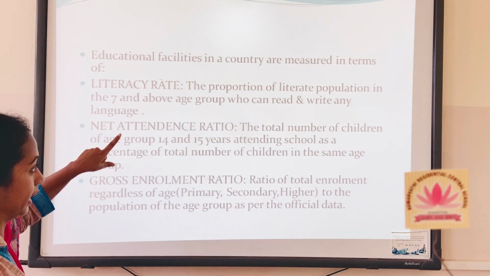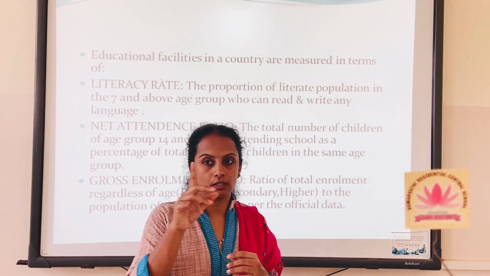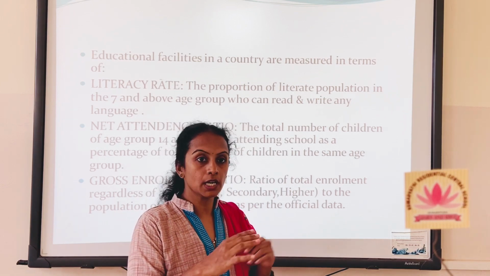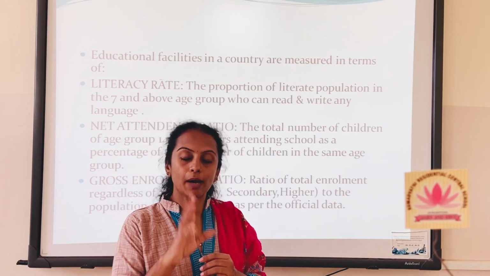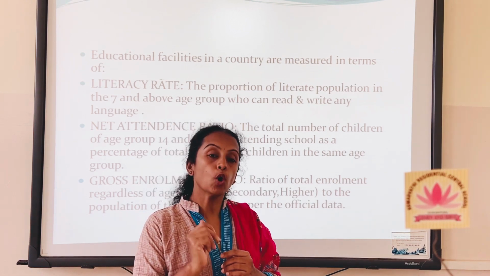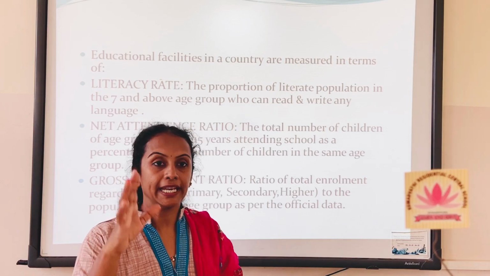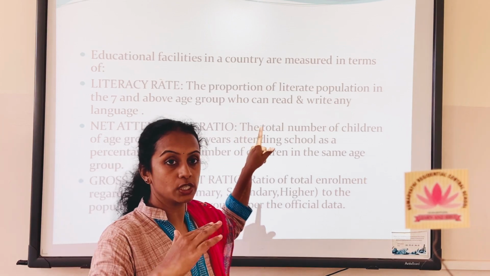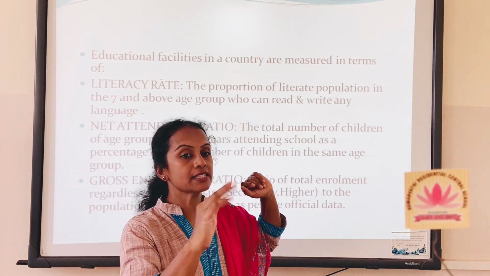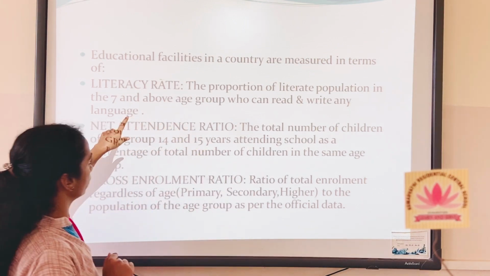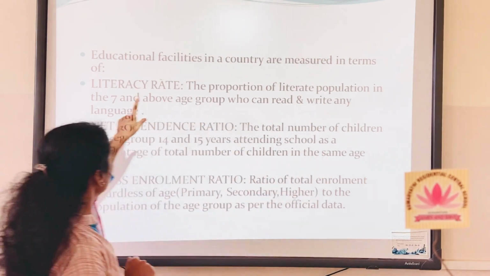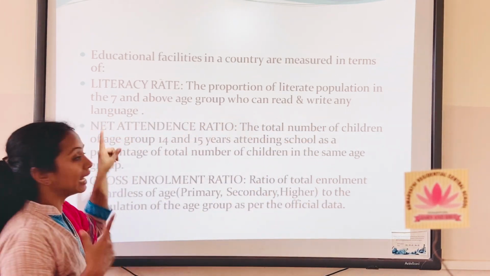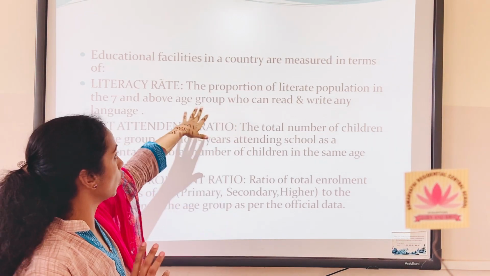So what is this literacy rate? Children, what is the literacy rate, or whom do you call a literate person? According to the 2011 census, whom will you call literate or educated? A person who can read and write any language of the country, and is aged 7 years and above, is considered a literate person. The definition given here: the proportion of the literate population in the age group of 7 and above who can read and write any language of the country is called literate.